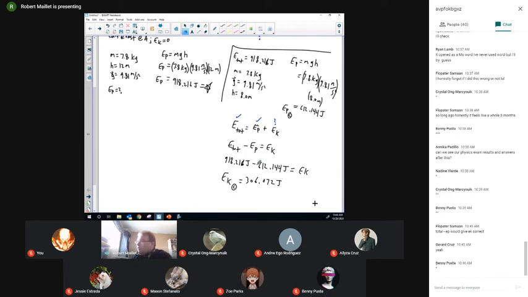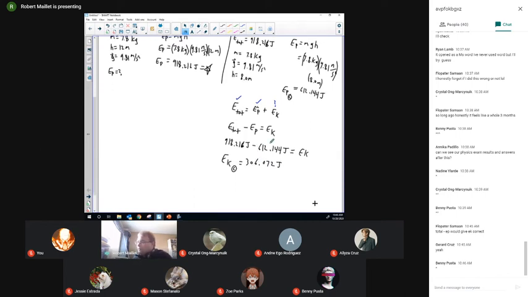And now I am almost there, almost done. I know EK is equal to 1/2 mv squared. And now it looks like I know this piece. I know this piece. I do not know this piece. And that was my goal. That was what the entire question was about. I want to solve for that V.